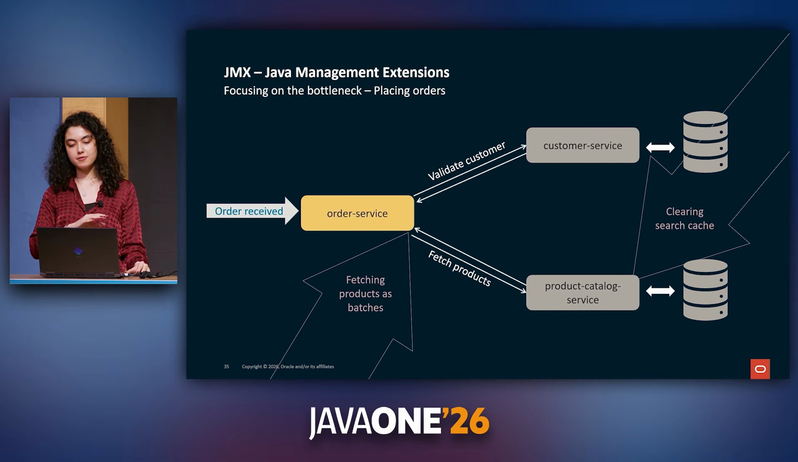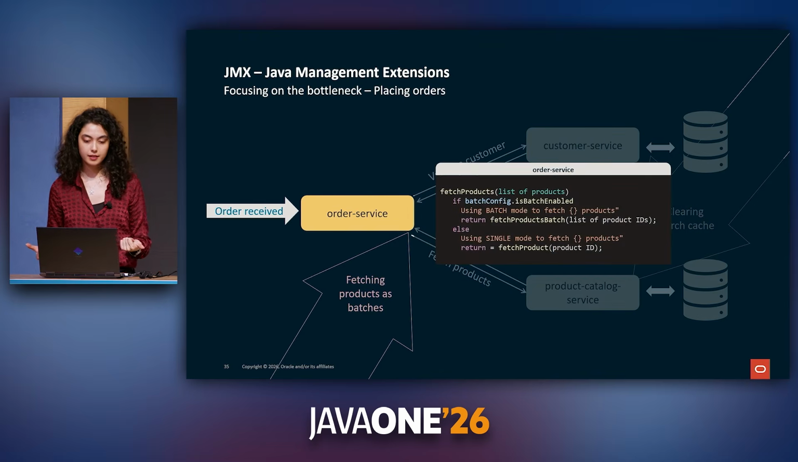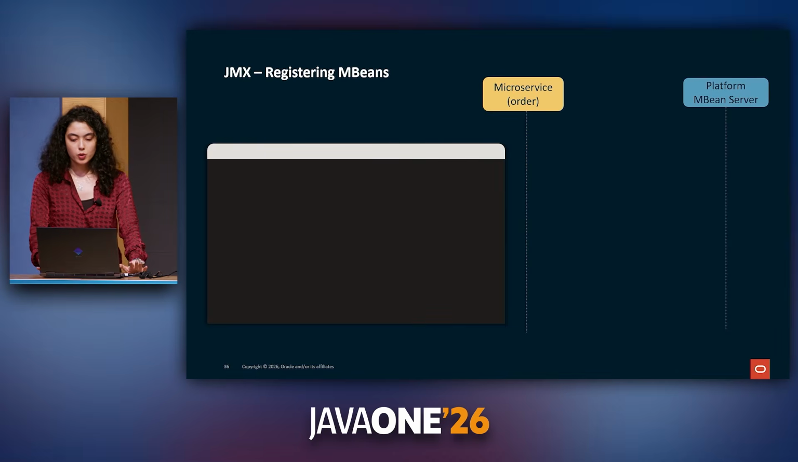And once we have control over these things, for instance, on the order service side, we can have something like this. While we are fetching the products, we can check whether batch is enabled or not. If it is not enabled, we can just fetch the products in single mode. So now we will do this with JMX. First, let's see how we create and register MBeans.